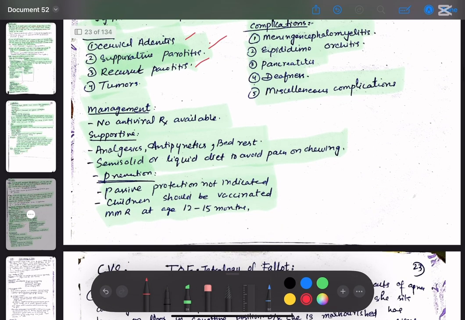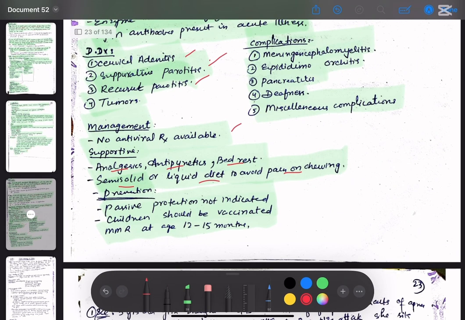The management options are that there is no antiviral treatment available, and the supportive treatment is analgesics, antipyretics, and bed rest, with a semi-solid or liquid diet to avoid pain on chewing. And these are the complications: meningoencephalomyelitis, epididymo-orchitis, pancreatitis, deafness, and miscellaneous complications.